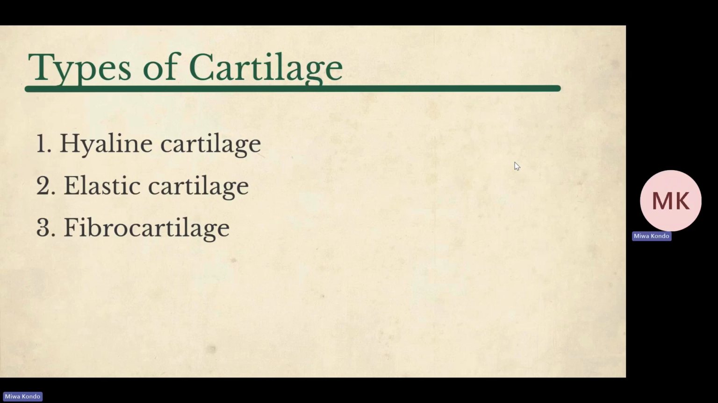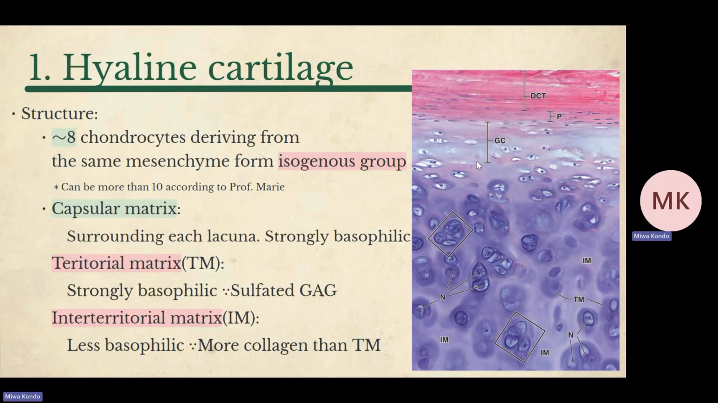Now let's talk about the three different types of cartilage: hyaline cartilage, elastic cartilage, and fibrocartilage. First, hyaline cartilage. Hyaline cartilage contains structures called isogenous groups, which are groups of up to 8 chondrocytes that derive from the same mesenchyme. The area around each lacuna is sometimes called capsular matrix. The area around each isogenous group is the territorial matrix, which is very basophilic because of the sulfated GAGs. Between the isogenous groups is the interterritorial matrix, which is less basophilic because it contains some more collagen.